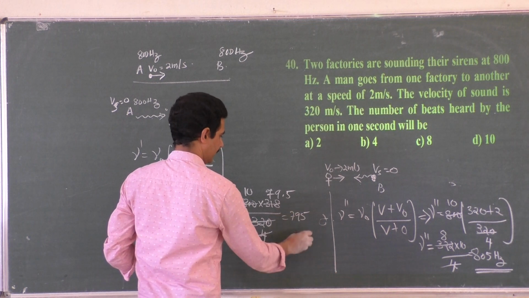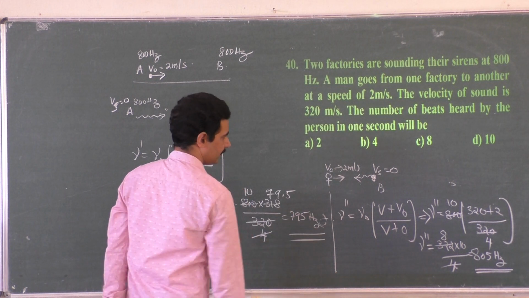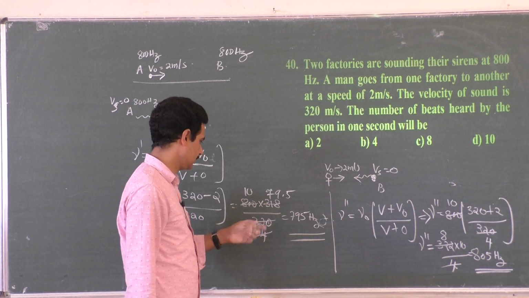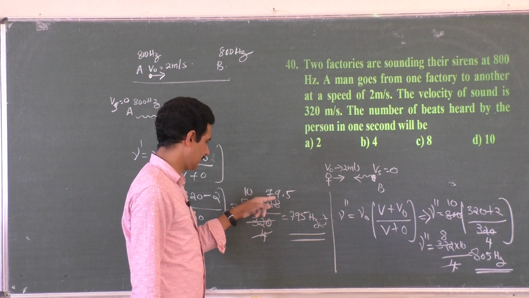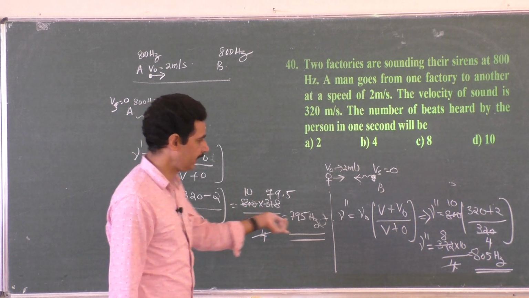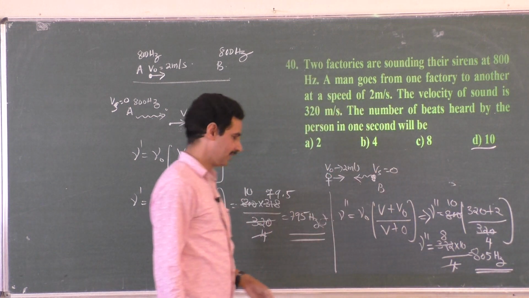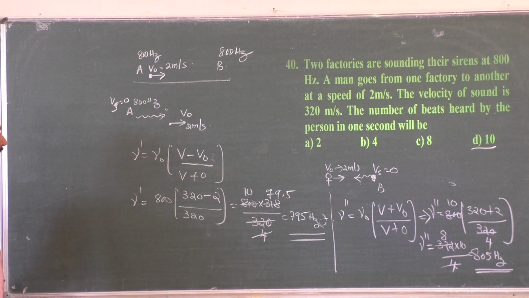So the calculation gives 795. Oh, I was saying the same numbers. So it is 795 and 805, so it is 10 beats, yes. Same answer I got. I was randomly saying some numbers.